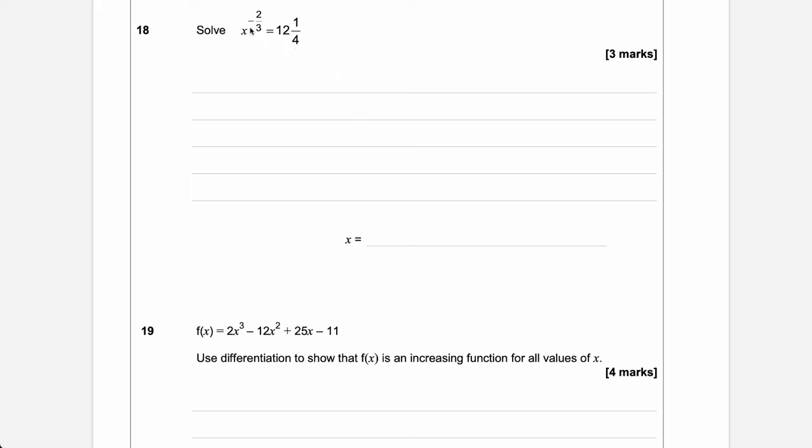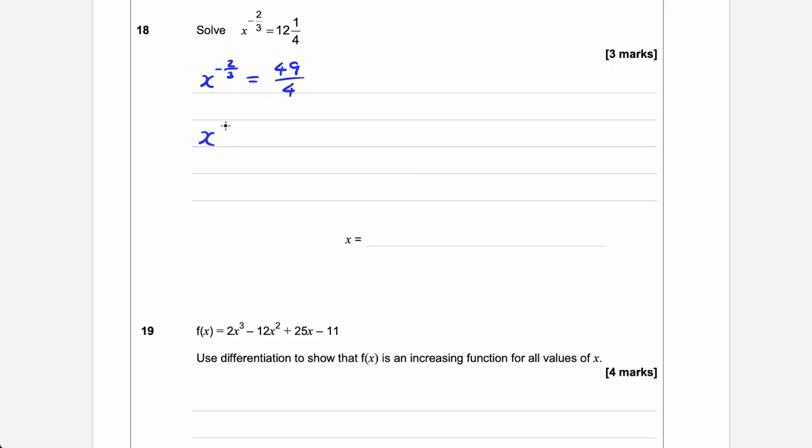Solve x to the power of negative 2 over 3 is equal to this. Okay, first thing I'm going to do, guys, is change that mixed number, which I don't like, into an improper fraction. So 4 times 12 is 48, plus 1 is 49. So it's 49 over 4.